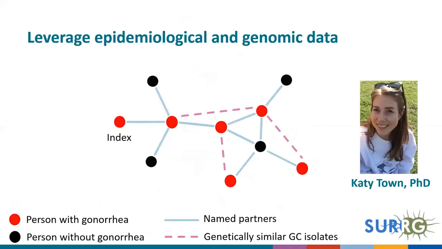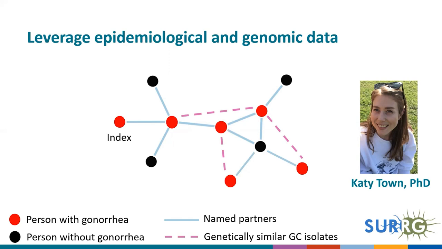So a second approach we're exploring in Surge is whether we can combine epidemiologic and genomic data to better understand networks and what we might be missing. In Surge, we attempt to collect an isolate from any person who has gonorrhea, and we're able to perform whole genome sequencing to examine genetic relatedness. Katie Town is leading this work in Surge to understand how networks derived from partner services data can be augmented by networks derived from genomic data. Dr. Town examines phylogenetic data and SNP differences to determine whether two isolates are genetically similar, and examines how this may supplement what we see with partner services data.